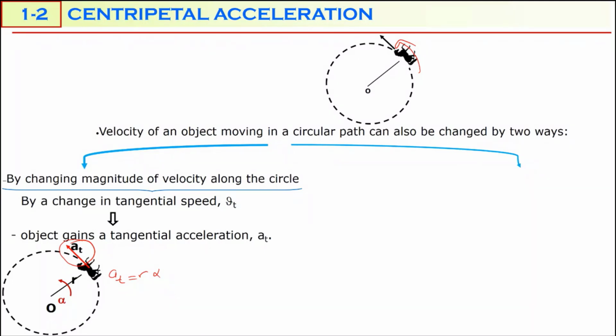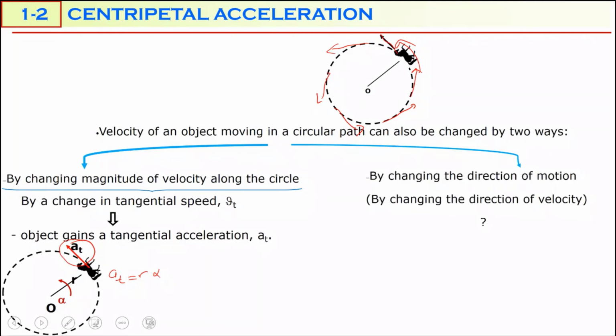What about the second way? Is this horse changing direction of motion? Yes, it is moving like this in here, like this in here, like this in here. As you see, the direction of the motion is also changing. So the velocity of the horse also changes because direction is changing. So the second way is this: by changing the direction of the motion, by changing the direction of the velocity, we can also change the velocity of this horse, which is moving on a circular path.